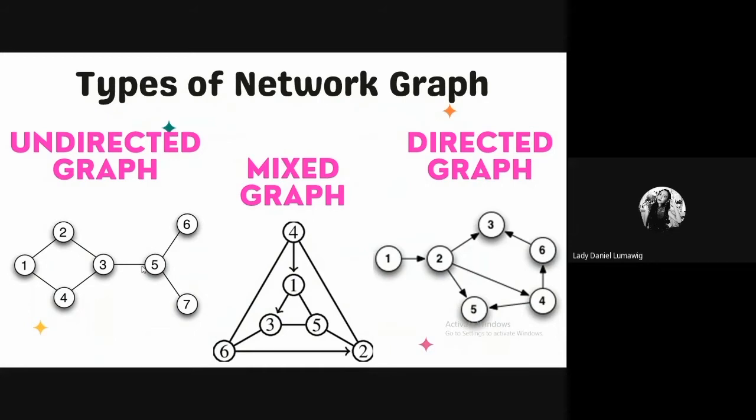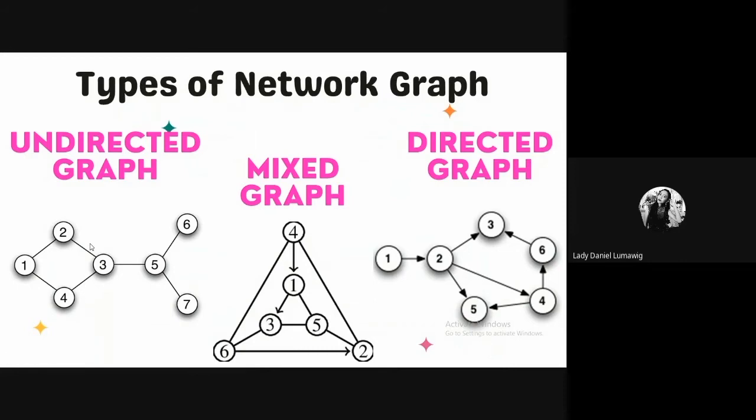So first, we will discuss what is an undirected graph. So as we all know, direction can be symbolized by arrows. So dito, ang pinakaibahan ng undirected graph from directed graph is yung arrow. Kasi sa directed graph, gumagamit sila ng arrow, which symbolizes direction. Dito sa undirected graph ay walang arrow.